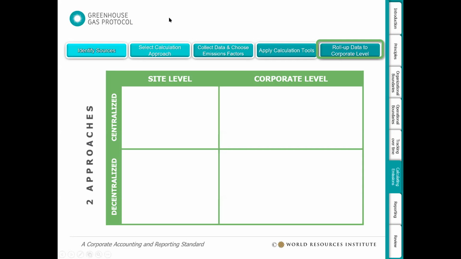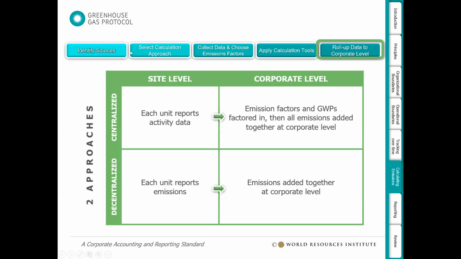Under either approach, staff at the corporate and lower levels of consolidation should take care to identify and exclude any Scope 2 or Scope 3 emissions that are also accounted for as Scope 1 emissions by other facilities within the inventory boundary. Okay, so that's necessary to ensure that double counting of those emissions is avoided.